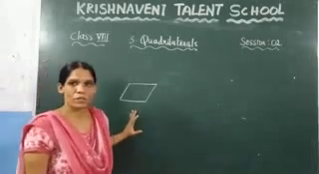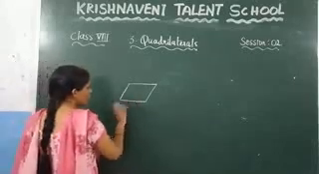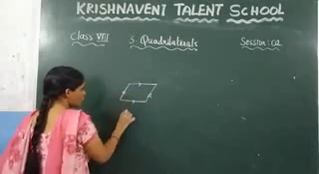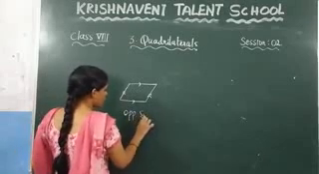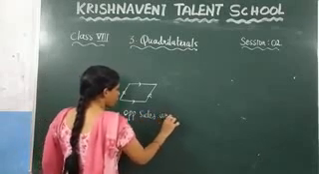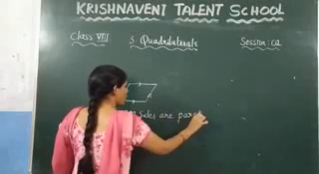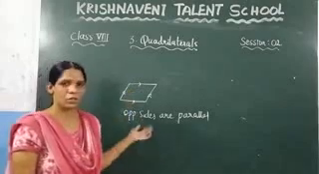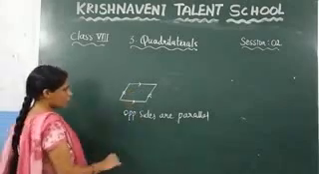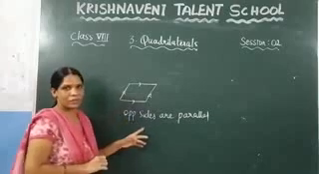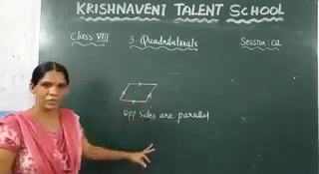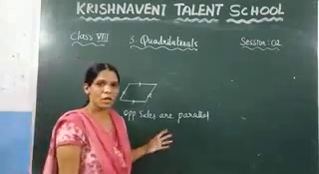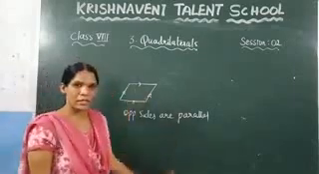Now see the properties of the parallelogram. In a parallelogram, you know that opposite sides are parallel. So what is the first property? Opposite sides are parallel, or you can state it as two pairs of sides are parallel. Anything you can write, right? And the next one, opposite sides are equal. This length is equal to this length and this length is equal to this length, and opposite angles are equal. So you write it. Opposite sides are equal and opposite angles are equal.